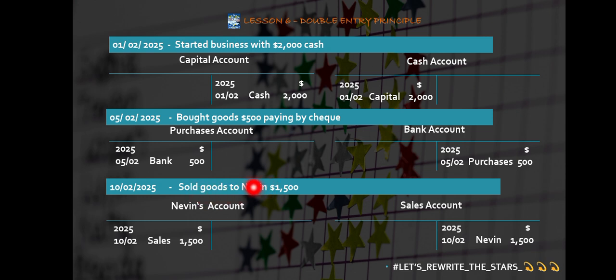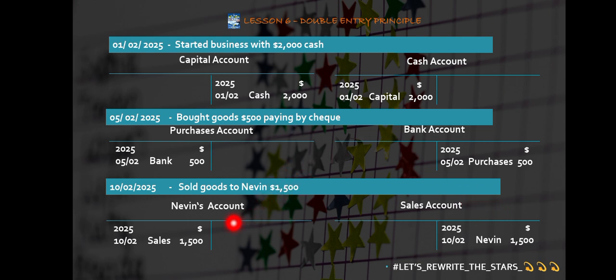And then who were we selling to? We were selling to Nevin. So Nevin's account will also be created. Because we were selling out, that means our value, or our item within the organization, is decreasing. So if our assets are decreasing, the rule says assets decreasing, we are going to credit it.